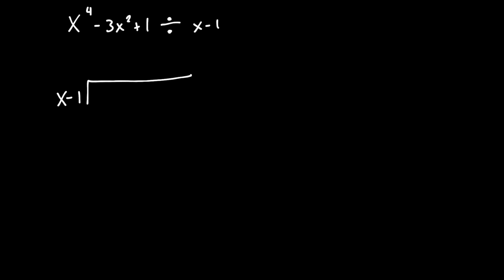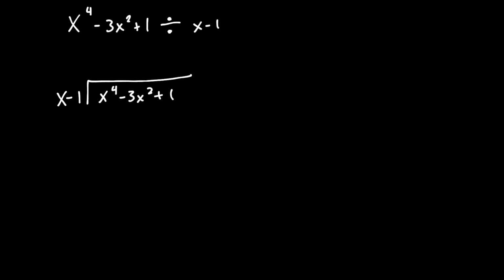Let's look at one more division algorithm problem. We want to go ahead and divide x to the fourth minus 3x squared plus 1 by an x minus 1. Rewriting this using our normal notation, this is going to be x minus 1 divides into x to the fourth minus 3x squared plus 1.